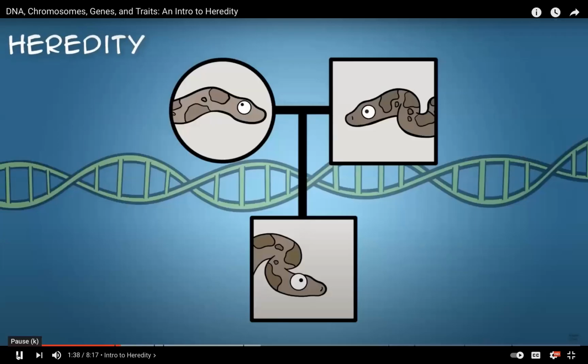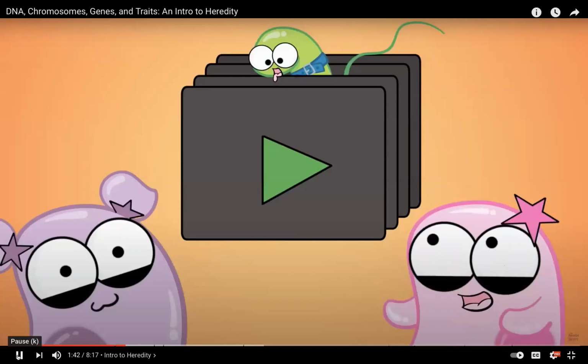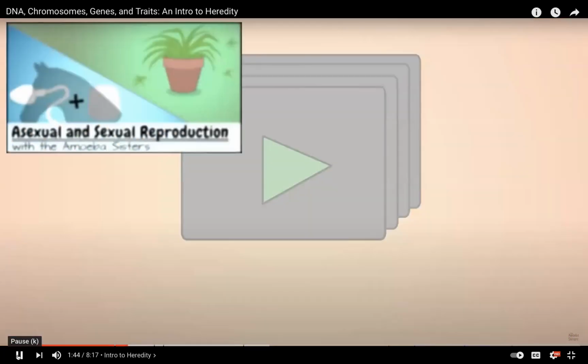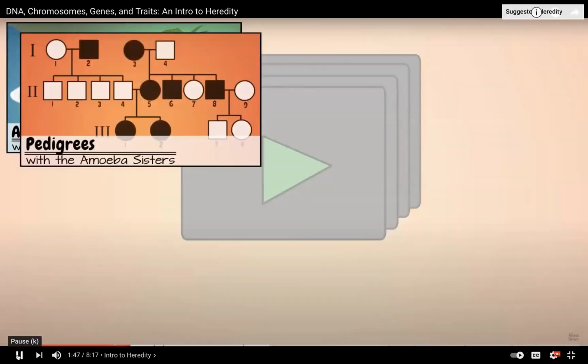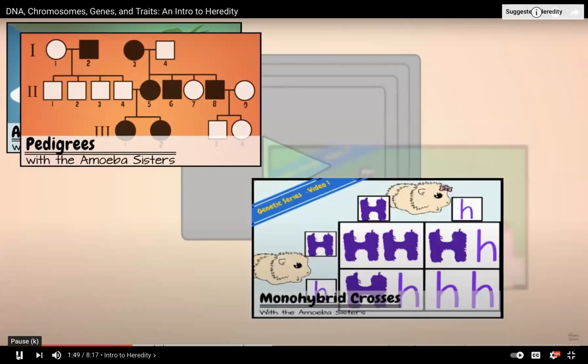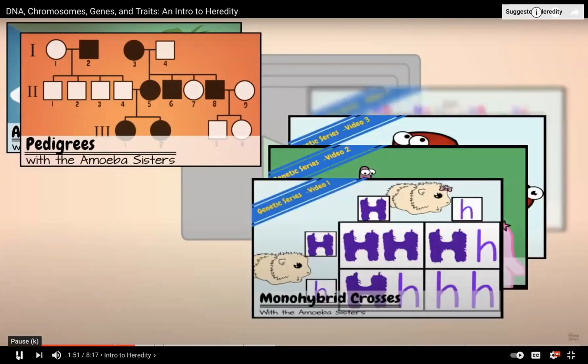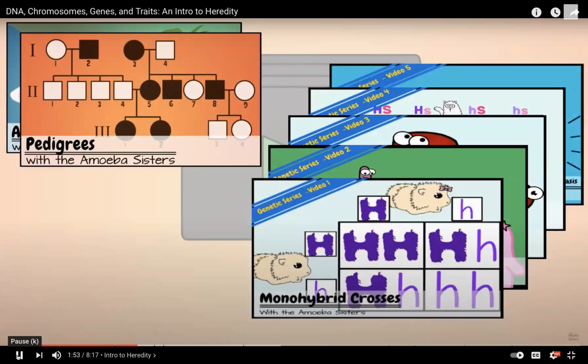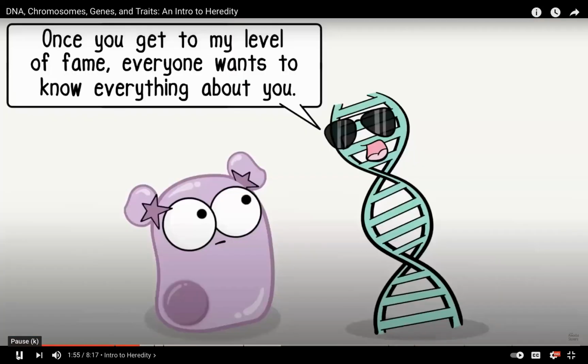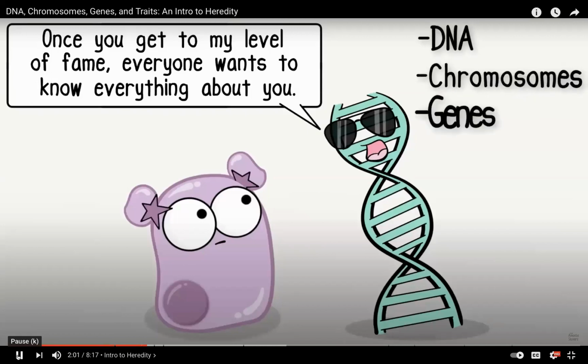Heredity is about how traits are passed down from parent to offspring. We've made a playlist of our videos that focus on heredity, including reproduction, how to track inheritance and pedigrees, how to solve genetic problems in Punnett squares, and understanding different Mendelian and non-Mendelian inheritance. But you really can't delve into those and study heredity without understanding DNA, chromosomes, genes, and traits. And that's what this introductory video is going to focus on.